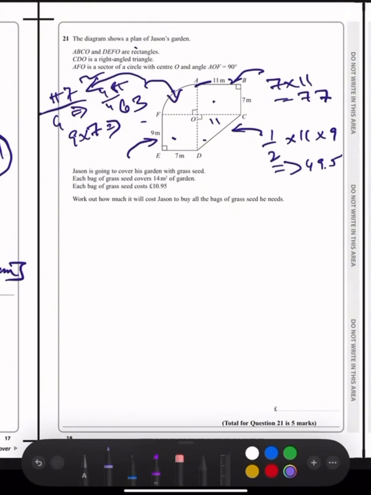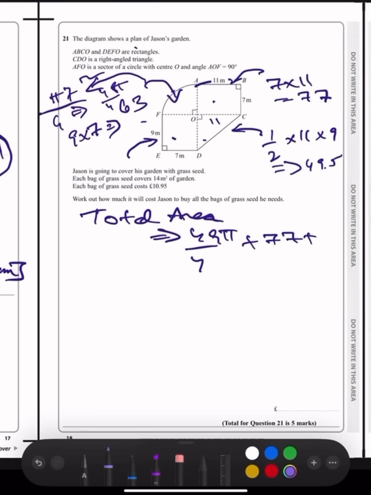So we find the area for all of these. So firstly, what we do is find the total area. So we write the total area, which is 49 pi over 4 plus 77 plus 63 plus 49.5. Then in the next one, we get an answer of 224.98 meters squared.